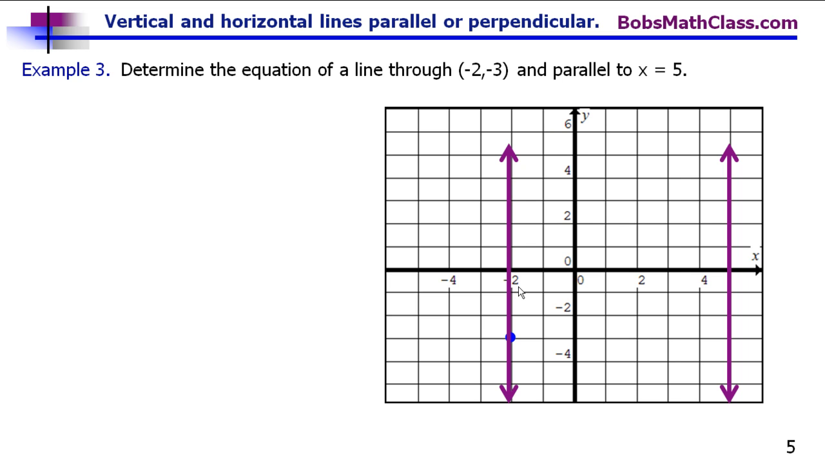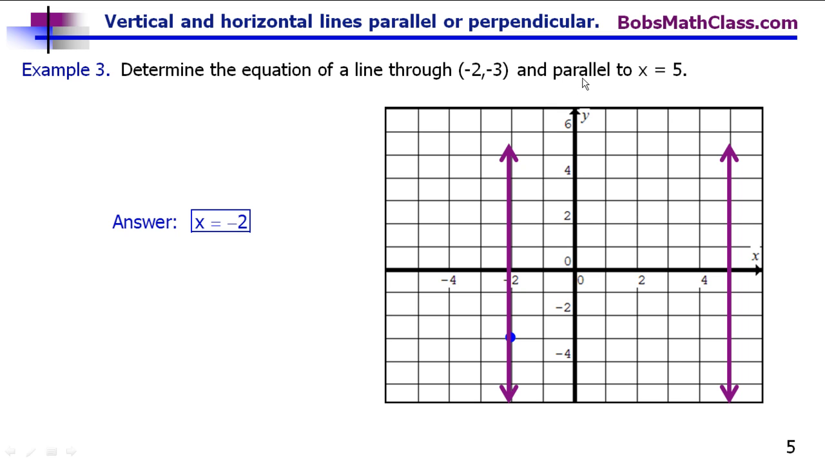If it's a vertical line, it's always x equals, and it's x equals the number it goes through. What value does it go through? Right, -2. So there's not a lot of work to do. You didn't even have to do this graph.